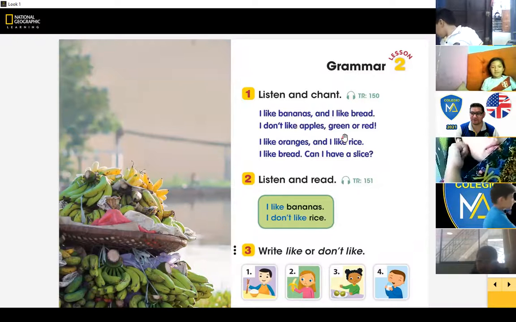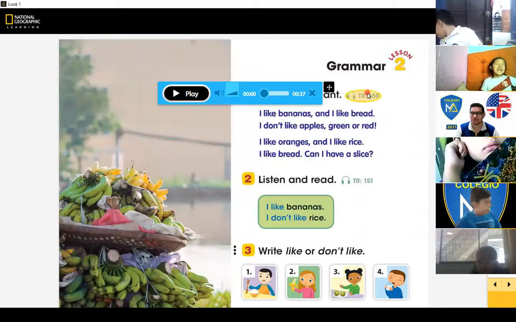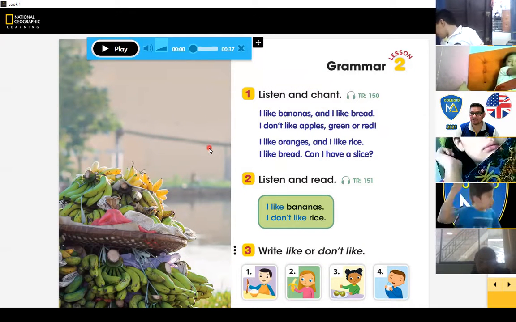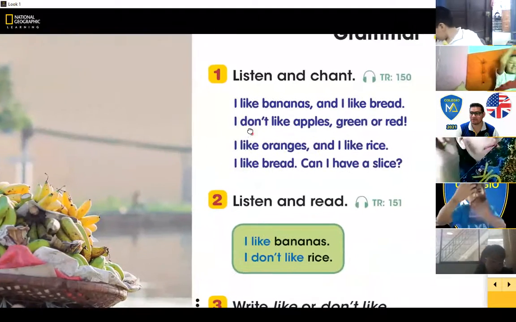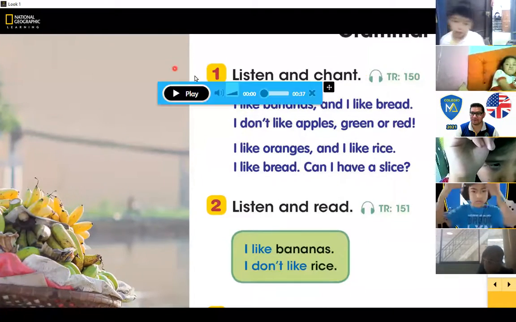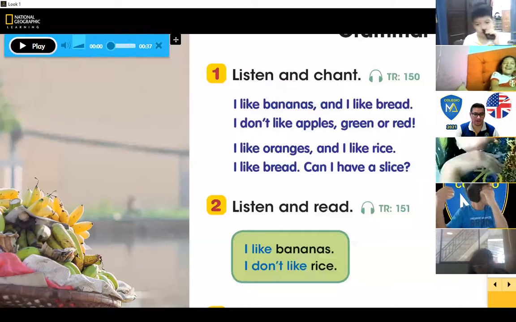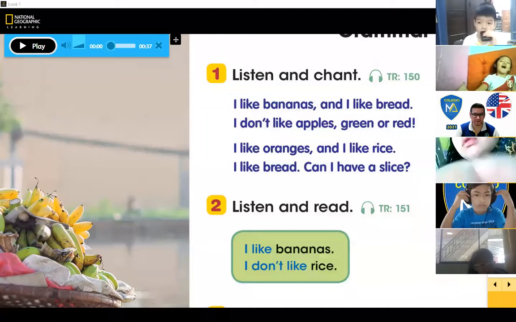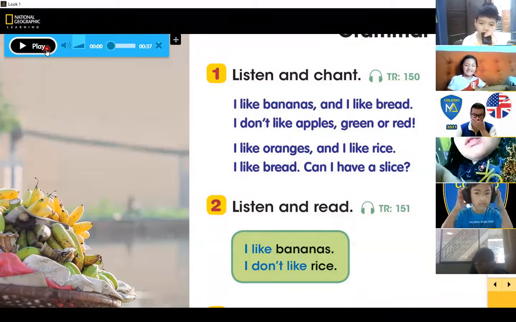Okay, and you have here this, please. So pay attention, you are gonna listen and you are gonna chant this song with me. Yeah, I'm gonna play the song for you now. Pay attention, and I'm gonna stop the backing track music. There it is, listen.